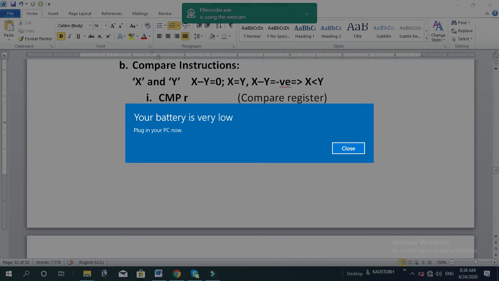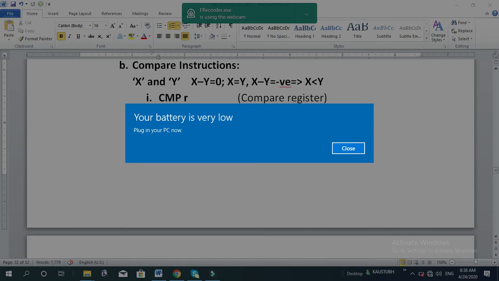So here the Z flag is set to 1 if both the data are equal, that is, the result is 0. If the result is non-zero, then what will happen? If the result is non-zero, it can be either positive or negative.